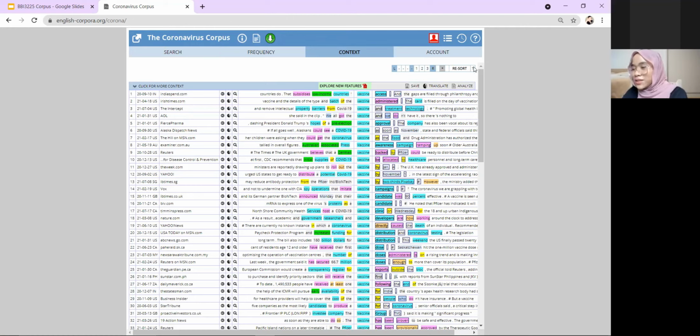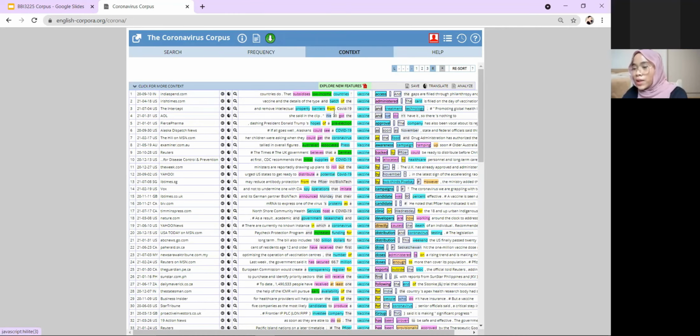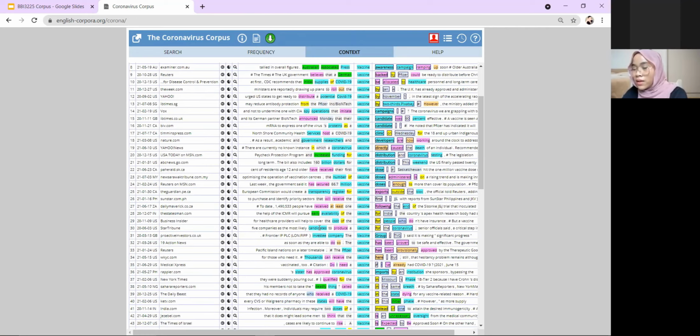So we just click on the question mark at the top right corner, and it will tell you what each color represents: noun, pronoun, proper noun, adjective, verb, adverb, preposition. Now back to the context. We can see there are lots of concordance lines to the word vaccines, to the left and to the right.